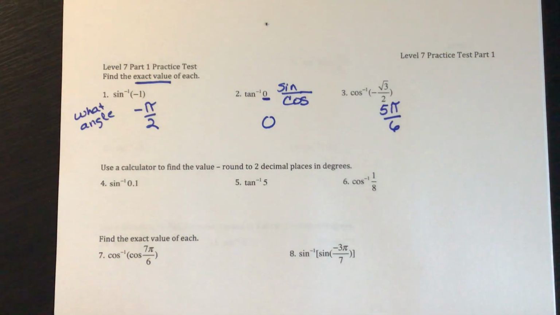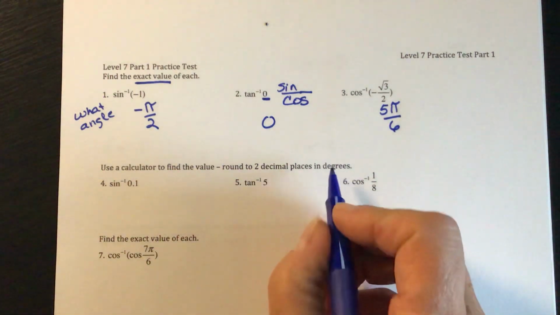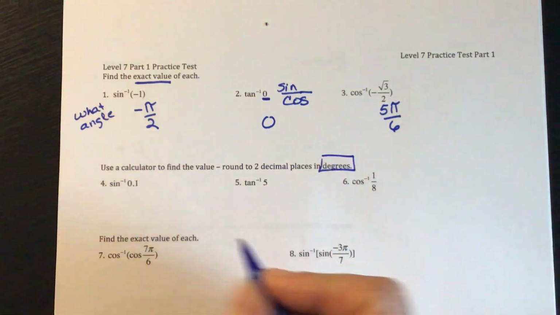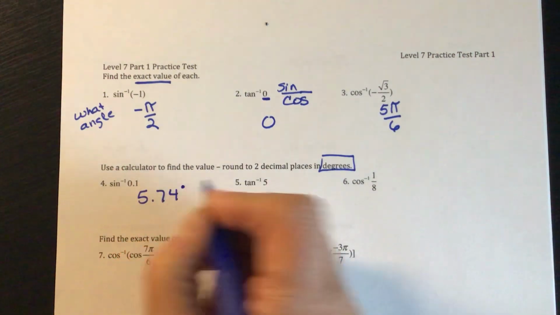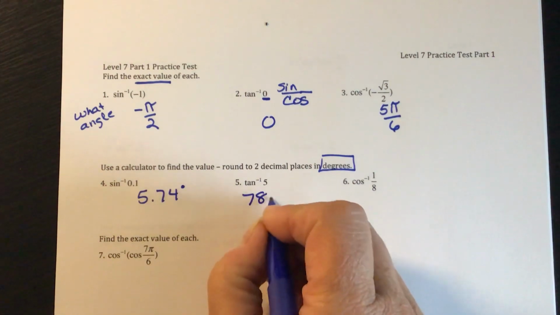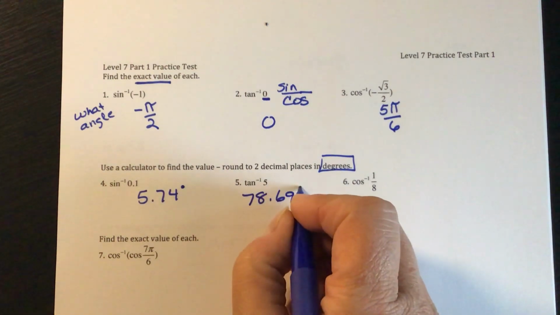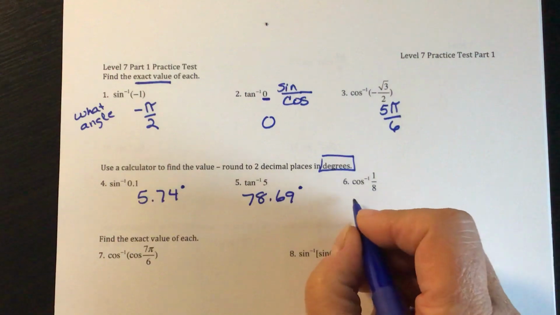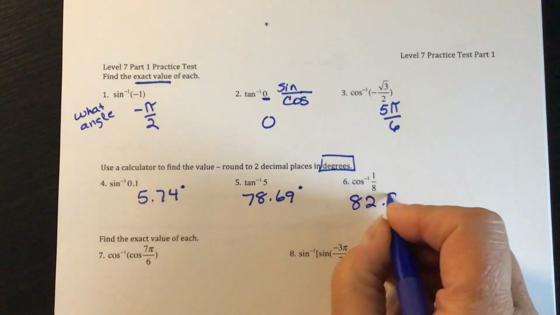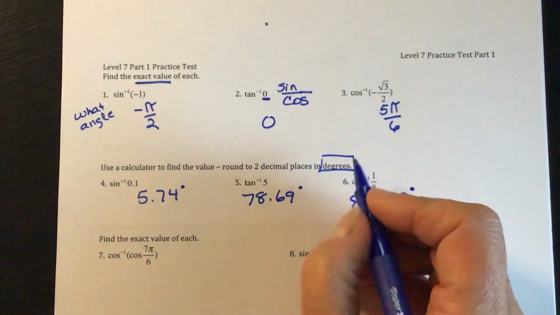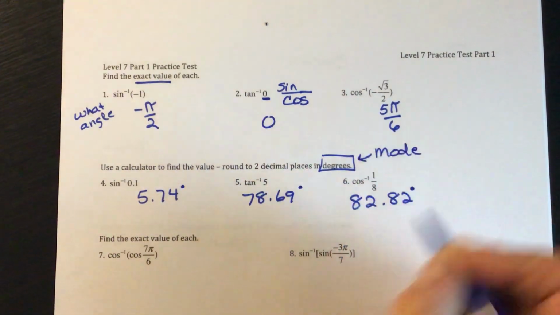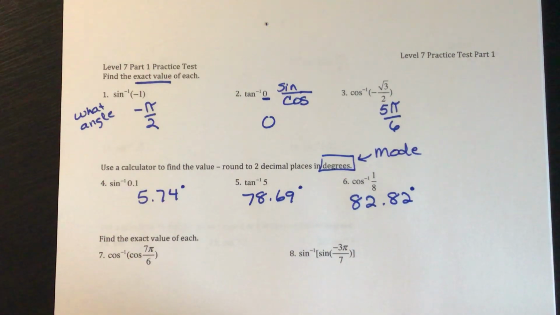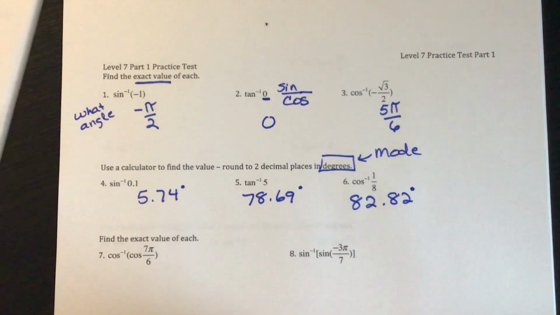Numbers 4, 5, and 6 ask us to use a calculator to find the values. They do want us to do this in degrees. So this one would be 5.74 degrees, 78.69 degrees, rounded to the nearest 2 decimal places, 82.82 degrees. So you have to make sure your mode is in degree mode before you can find those values.